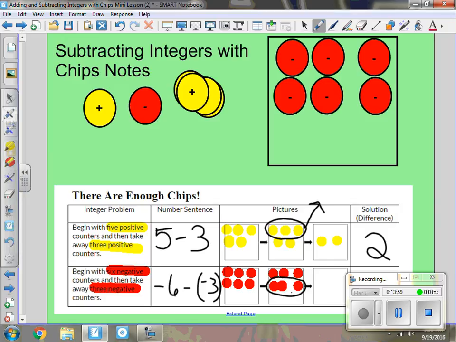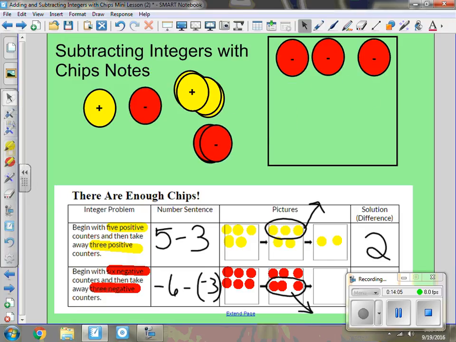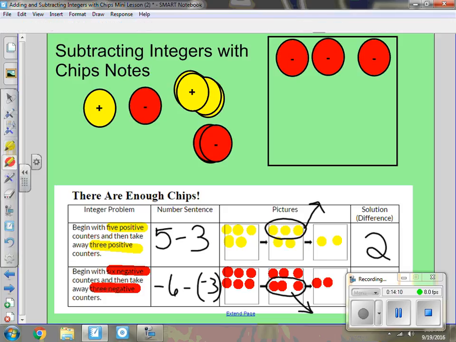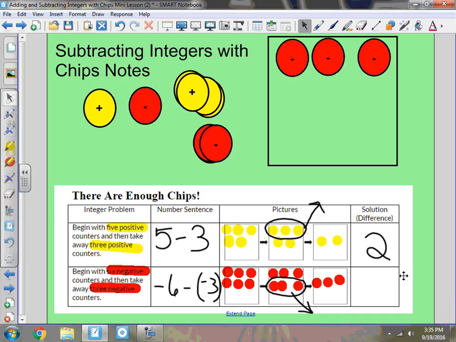So I'm going to circle those 3 and draw an arrow that goes out of the box. Going to move them out on my board up here, and then it looks like I've got 3 negative chips left over. So that means that my final answer, my difference, is going to be a -3.